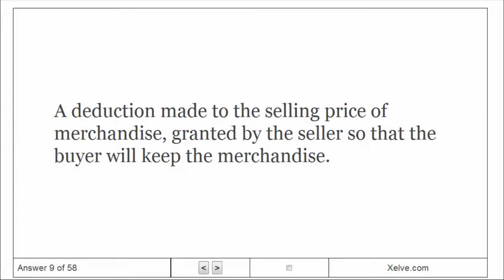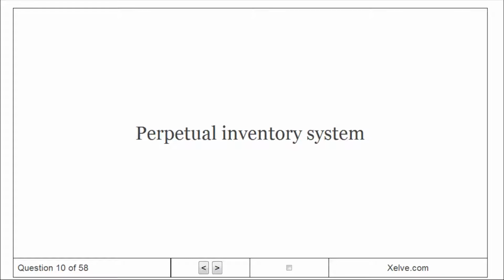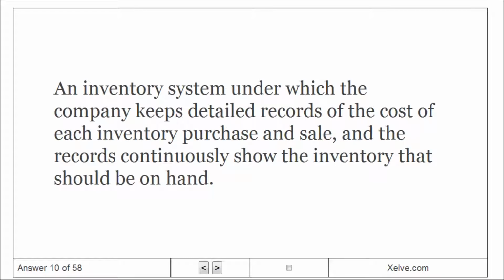Purchase allowance. A deduction made to the selling price of merchandise, granted by the seller so that the buyer will keep the merchandise. Perpetual inventory system. An inventory system under which the company keeps detailed records of the cost of each inventory purchase and sale, and the records continuously show the inventory that should be on hand.